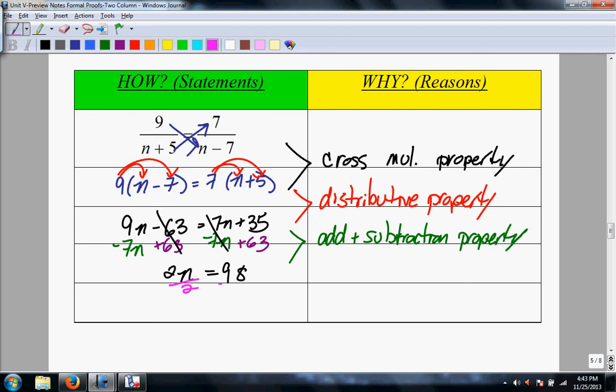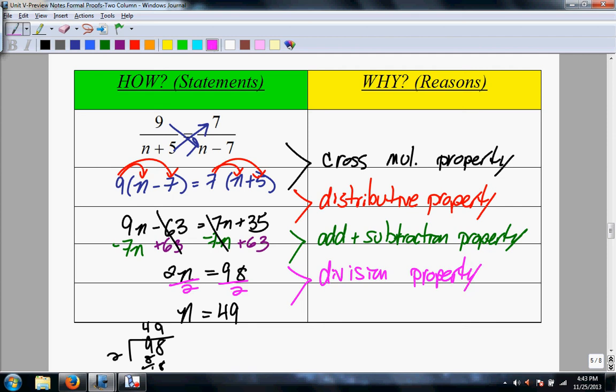And then last but not least, we can divide by 2. N equals, that's 98 divided by 2. 2 goes in there 4 times, that's 8. And 2 goes in there 9 times. Correct. Final answer is 49. And the reason we can do that is the division property.